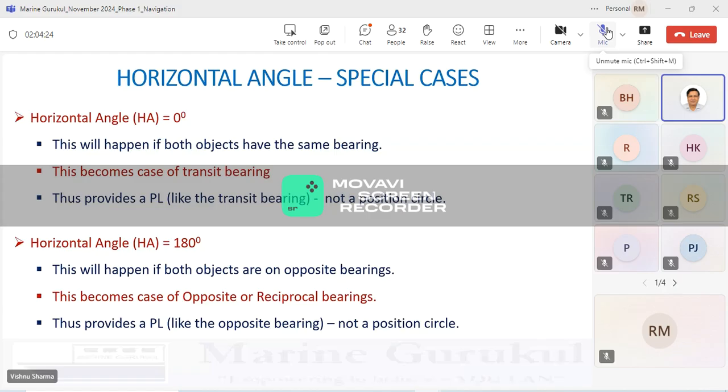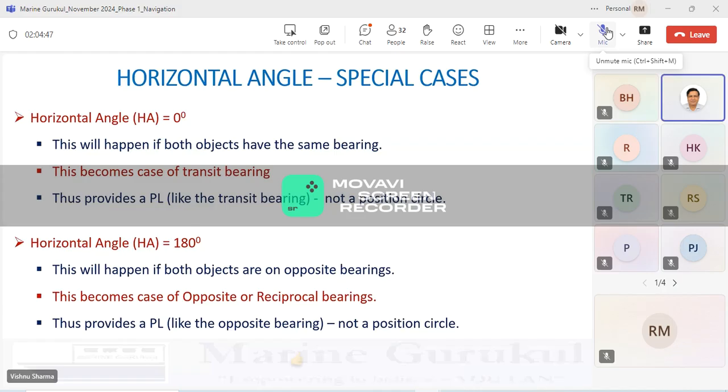Is the drawing of the position circle by horizontal angles clear to everybody, guys? Other than Praveen's doubt, any more doubts other than that? Leave that doubt aside. If you have anything else, let me know. No, sir. Thank you.